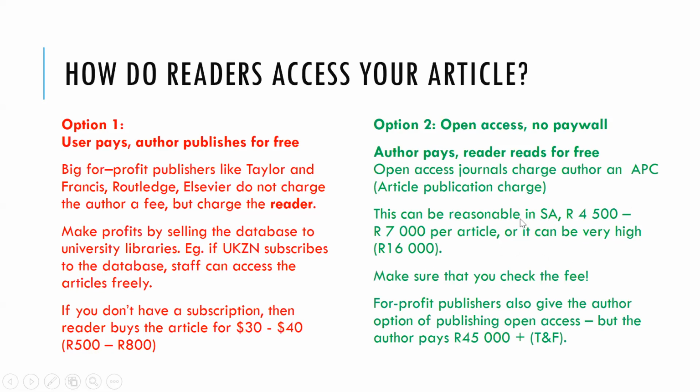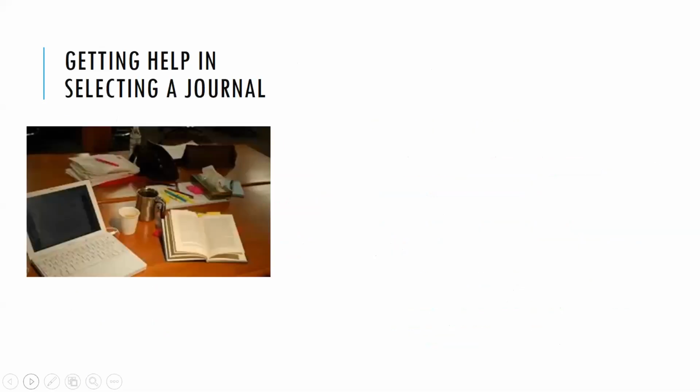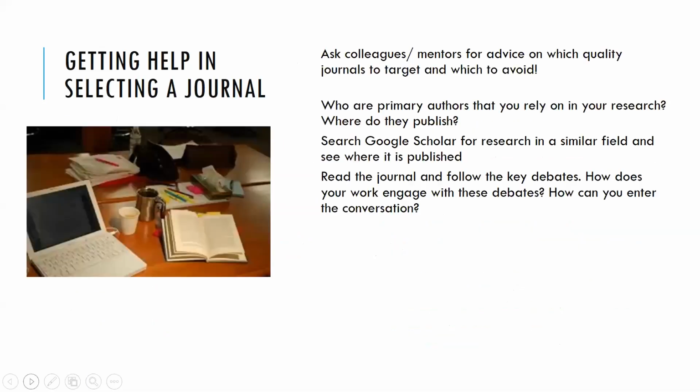But what this means is that usually you get copyright to your article, and then you can publish it on other places. You can distribute it freely through ResearchGate, etc. All right, so I'm spending quite a lot of time on this, selecting your journal, because it really is important.